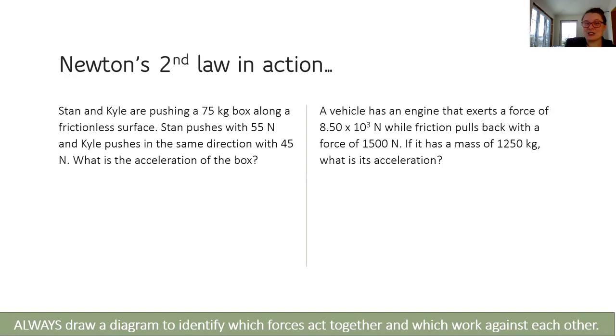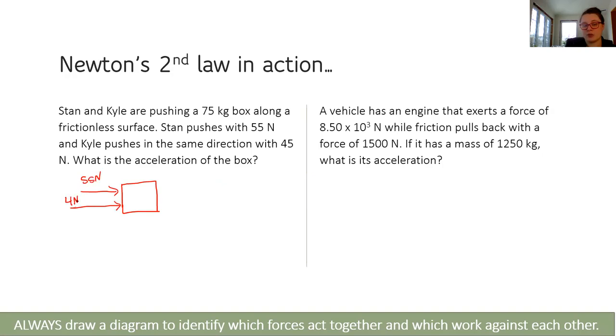Stan and Kyle are pushing a 750 kilogram box along a frictionless surface. Stan pushes with 55 newtons and Kyle pushes in the same direction with 45 newtons. What's the acceleration? So sometimes we have more than one force. So there's our box. We have one pushing there. We get another pushing. So I have 55 newtons and 45 newtons.